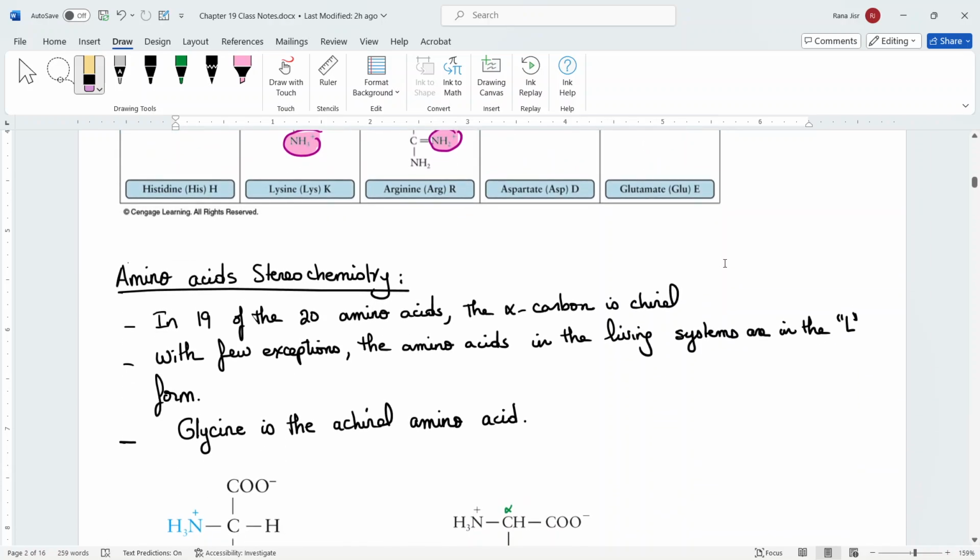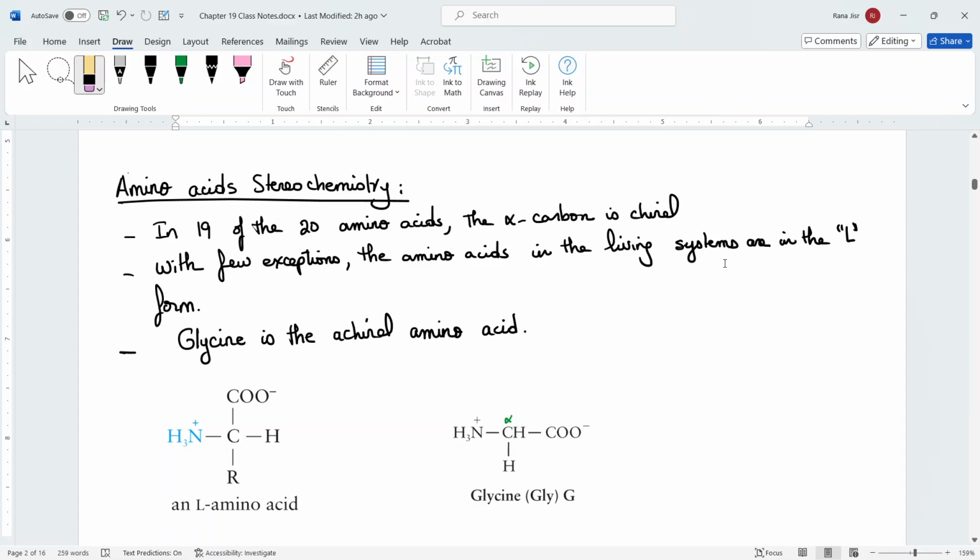With respect to amino acid stereochemistry, with a few exceptions, the amino acids that exist in living systems are always in the L form and not in the D form. The L form means that the amino group is located to the left, and not to the right. This is why we call it the L amino acid isomer. Of course, it does have a mirror image, as you can see, because this carbon is a chiral center.